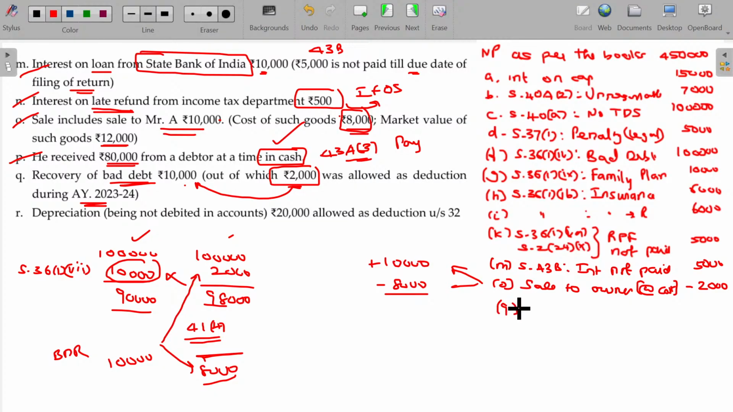Section 41, clause 4: bad debt recovered is income. 2,000 rupees should be added.